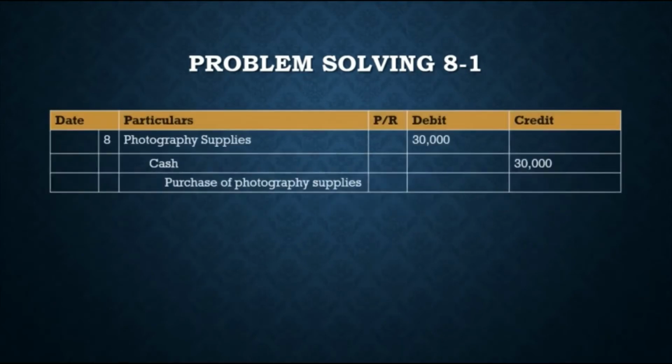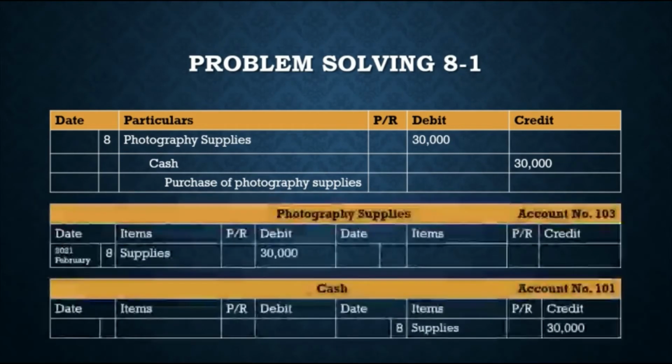So ang ating journal entry no February 8 para sa transaction na ito ay debit photography supplies 30,000 and credit cash 30,000 for the purchase of the photography supplies. So kapag pinost natin to sa general ledger, ito ay under account number 103 at 101 respectively. Next naman is no February 15, nakareceive daw si business ng cash dahil sa mga portraits na ginawa ni Jay.